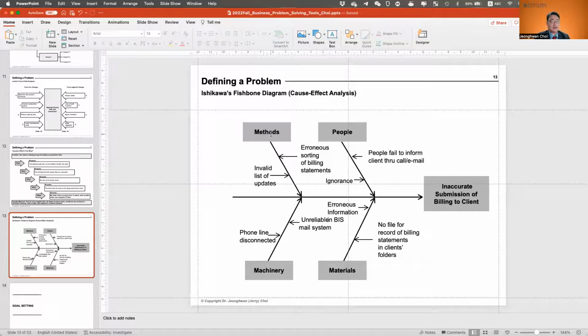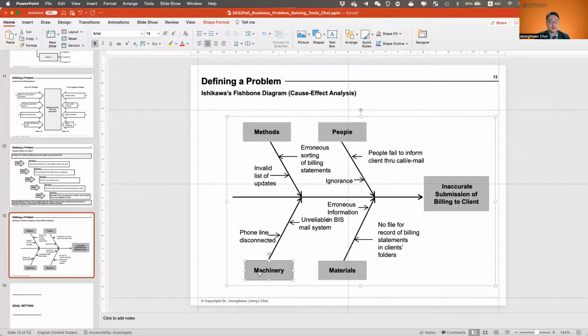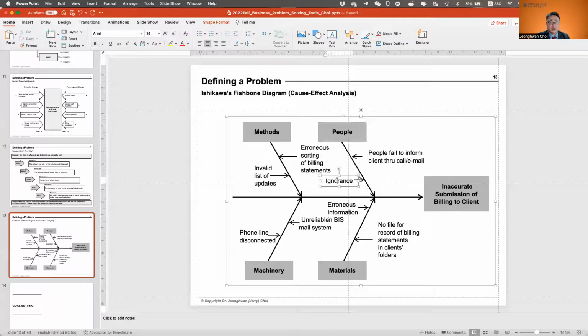We may identify the method, the management method, the people side, the material side, and the machinery side. In the machinery domain, a disconnected phone line and an unreliable BIS mail system were problems. In the method domain, an invalid update list and erroneous sorting of the bill statement. On the people side, there must be ignorance, or people fail to inform the client through call and email. And on the materials side, there is no file for the record filing of the client's order statement.